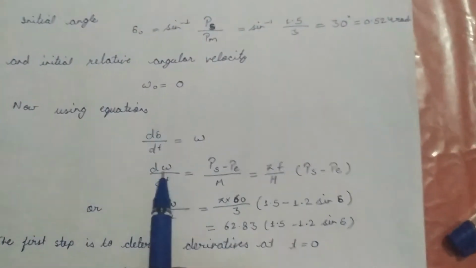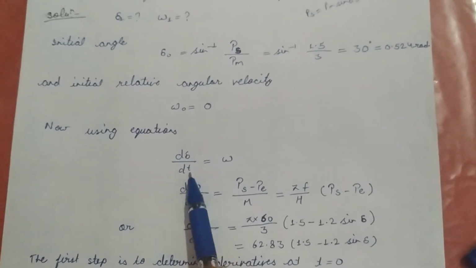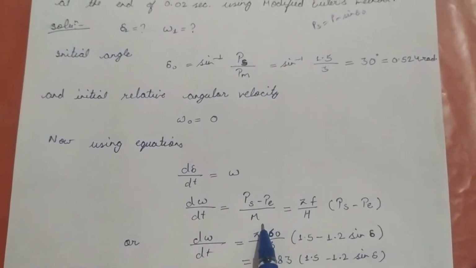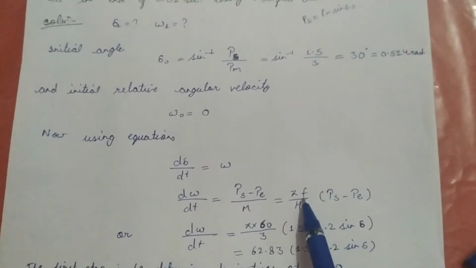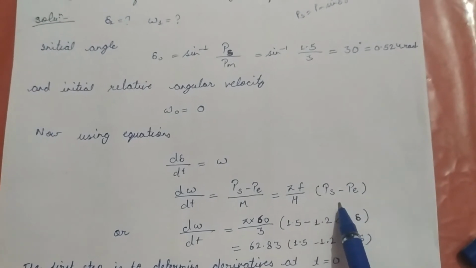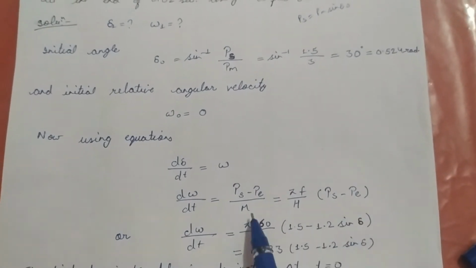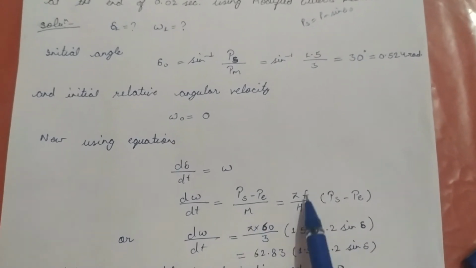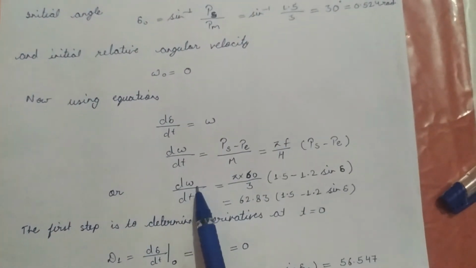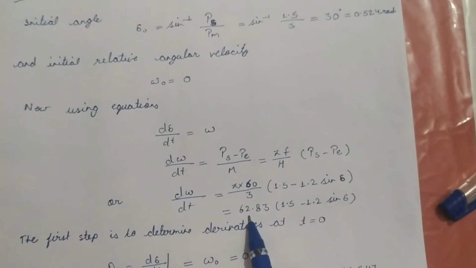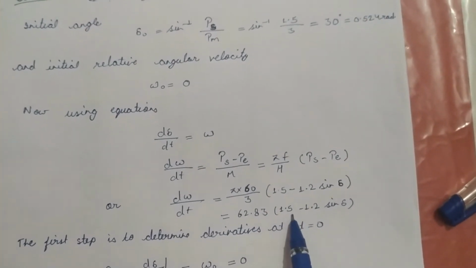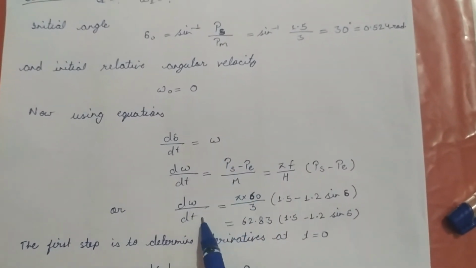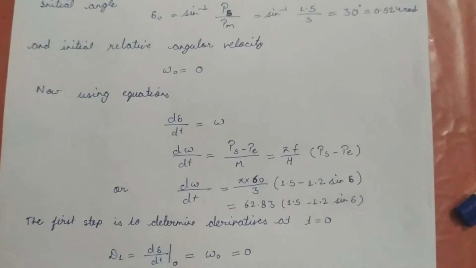Now using the equations, we know that d del by dt is equal to omega, and d omega by dt is equal to Ps minus Pe upon M, which is equal to pi f upon H into Ps minus Pe. As we know the values of H and f, we can put the value of M in terms of H and f. So we have d omega by dt is equal to 62.83 into 1.5 minus 1.2 sine delta. So we use these two equations for solving this example.